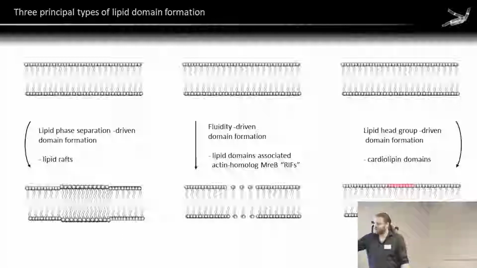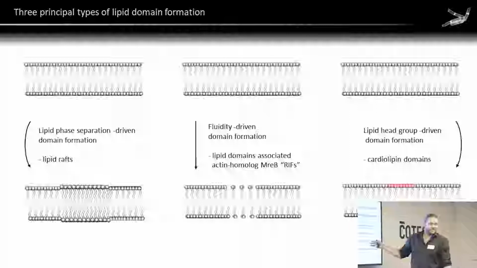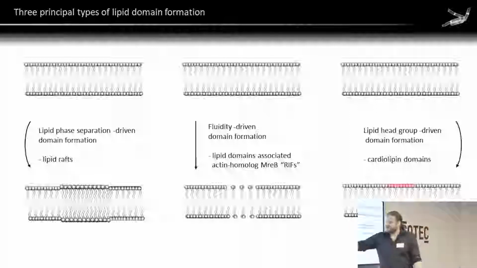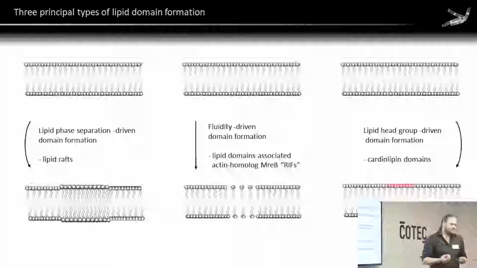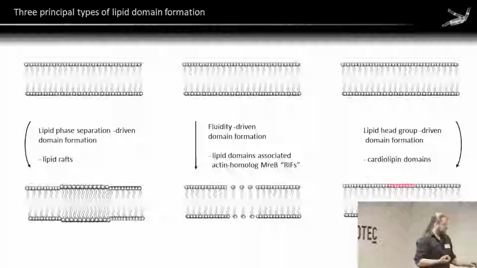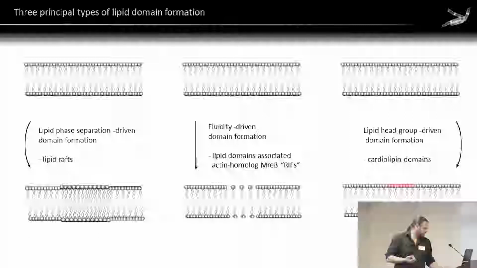You can have domains that also have a different fatty acid head group composition, and lipid rafts don't necessarily have the same head groups as the other ones. So these are more like conceptually what kind of different driving forces can be there to promote domain formation.